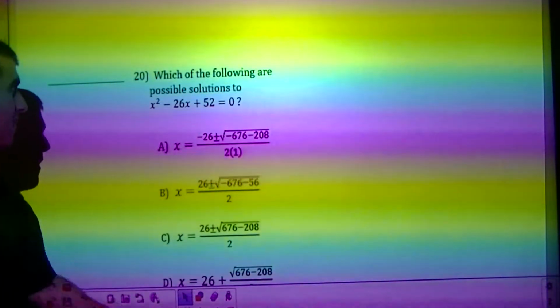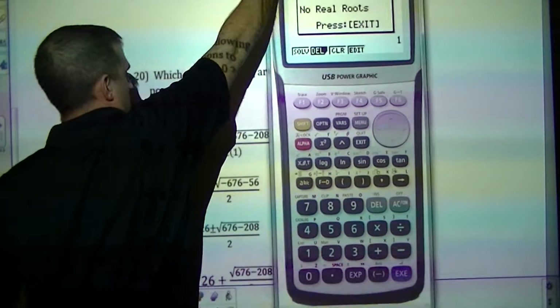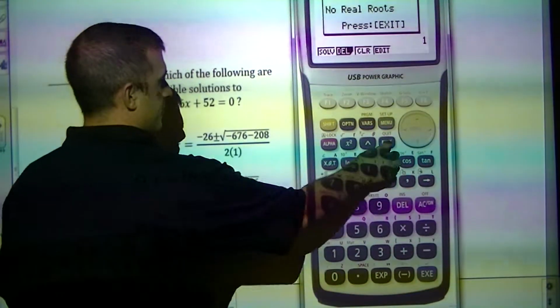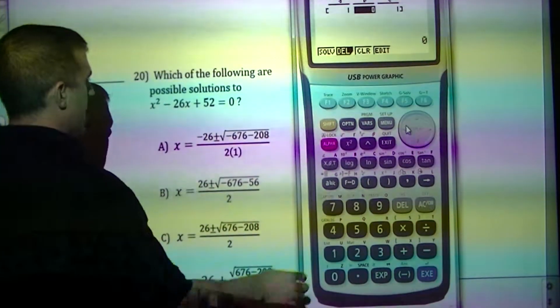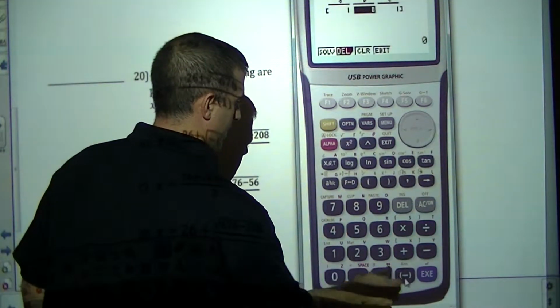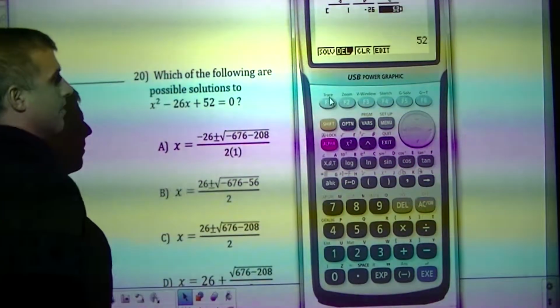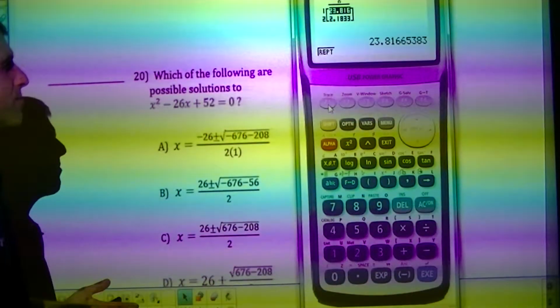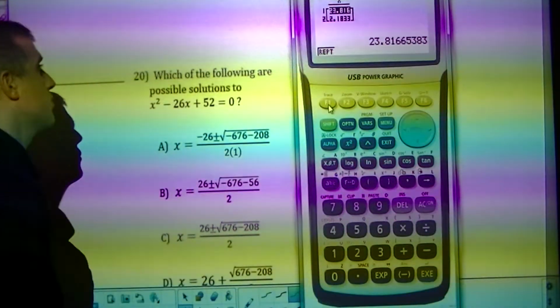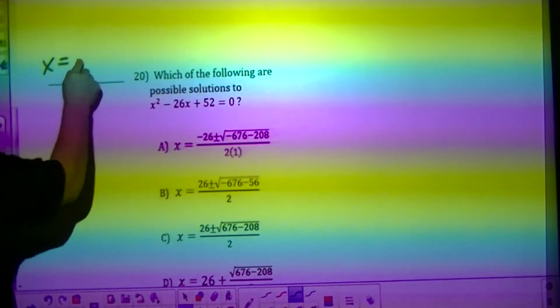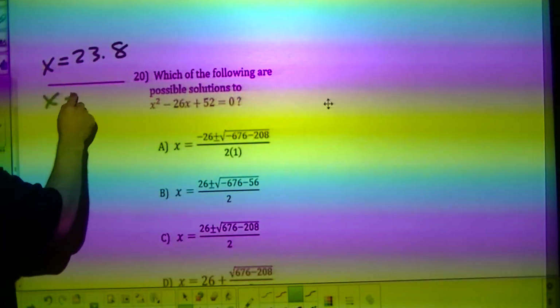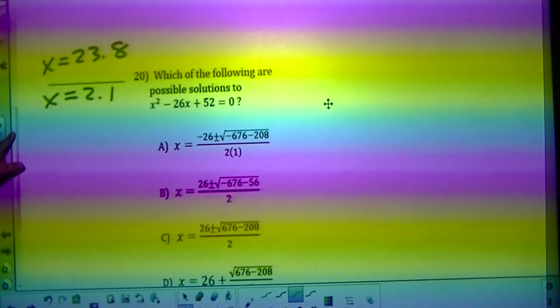I'm going to go ahead and find these solutions first. So what I'm going to have is I'm going to type in 1, negative 26, positive 52. And my solutions are 23.8 and 2.1. Now, what I have to do is match this.